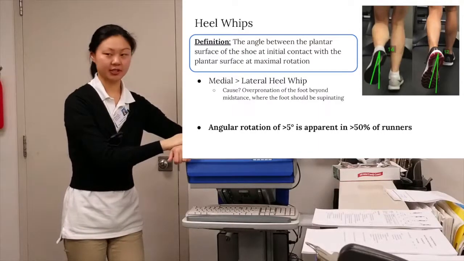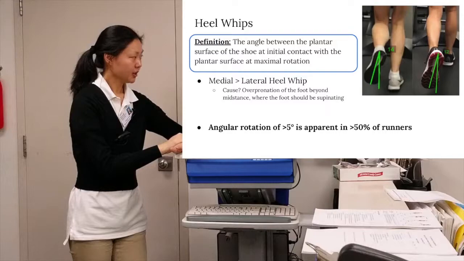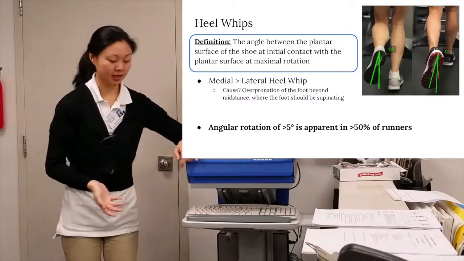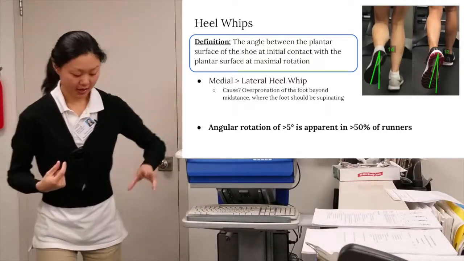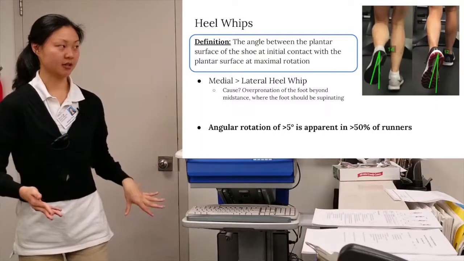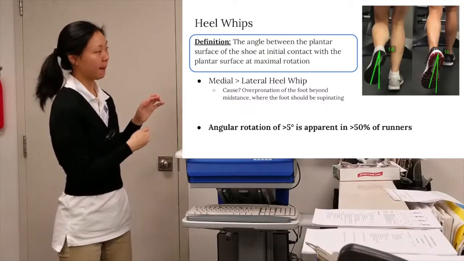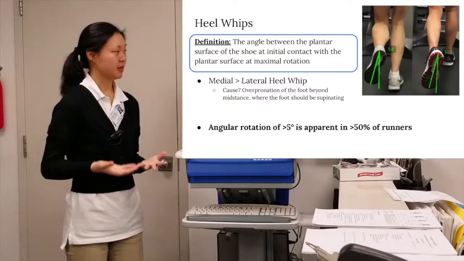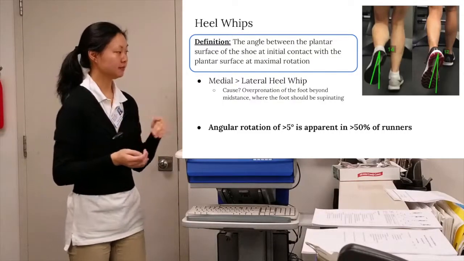There isn't much research on this topic, but they have found that the medial heel whip is a result of overpronating when you're running. Because if you imagine it, if you're overpronating and then you don't actually supinate, your foot is going to be in that kind of pronated position when you toe off. And then another study found that people have about 5 degrees of that whip, either medial or lateral.